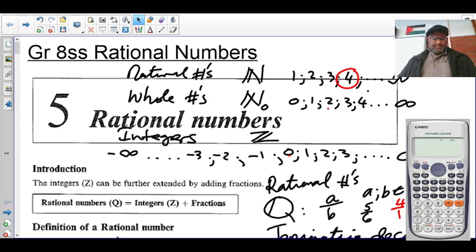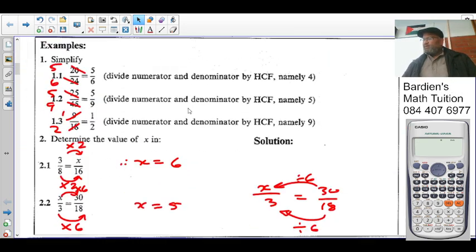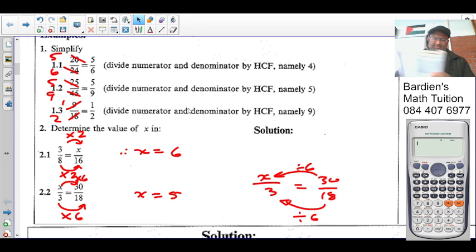Okay, good morning class. So today we're looking at the topic on rational numbers, and we're looking at multiplication, division and raising to a higher power. Okay, so examples dealing with that.